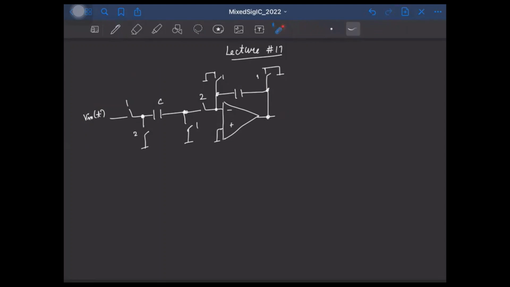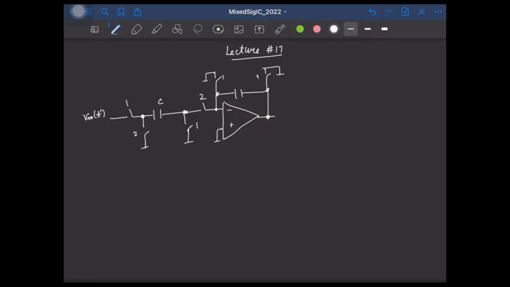We also saw what happens to the output when we use an OTA instead of the op-amp. So we saw how the output settles with a time constant. And also we calculated what is the total integrated noise at the output here.